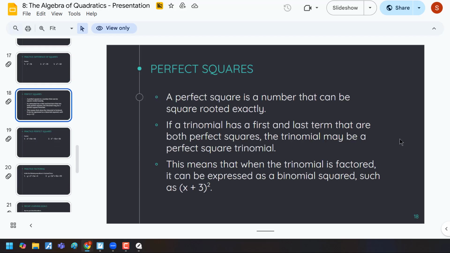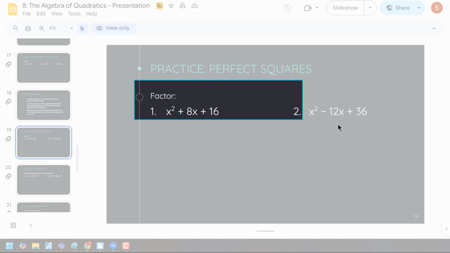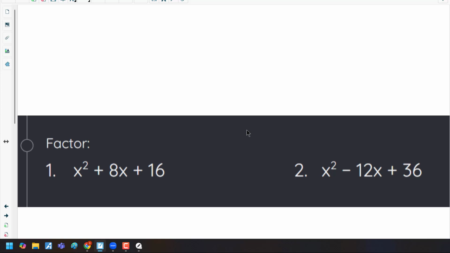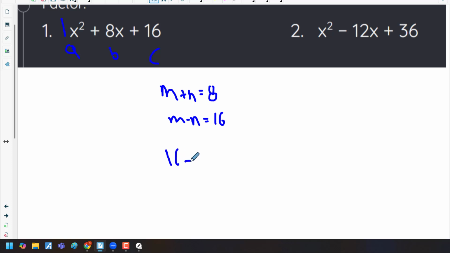Now we're going to move on to perfect squares. Perfect squares are just like our previous examples. There's no difference here. In the previous examples that we just did, we have A, B, C, A being 1, in this case B is 8, C is 16, exact same way. m plus n is equal to 8, m times n is equal to 16, looking for two numbers that satisfy these two equations.